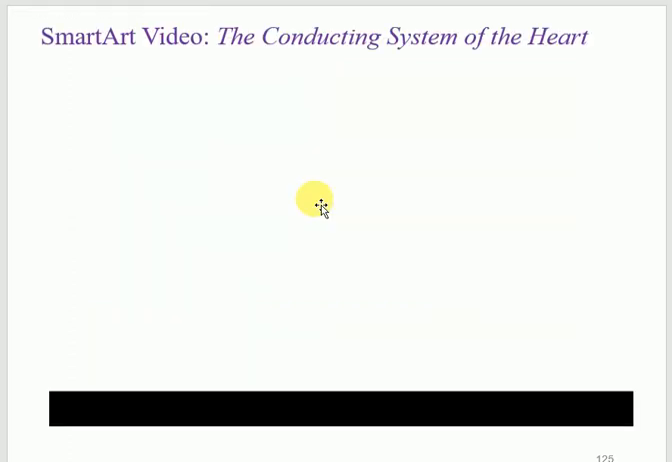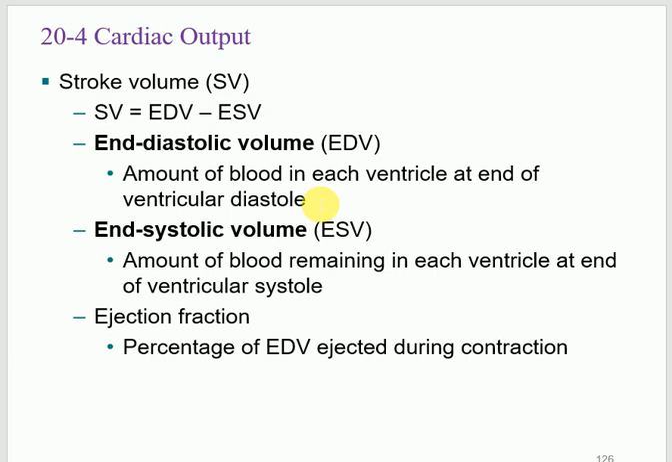So here is the end diastolic volume, the volume of blood at the end of diastole. End systolic volume, the volume of blood at the end of systole. And the ejection fraction is the percentage of end diastolic volume that's ejected out. In this case, it's 60. Ejection fraction, which is the stroke volume.